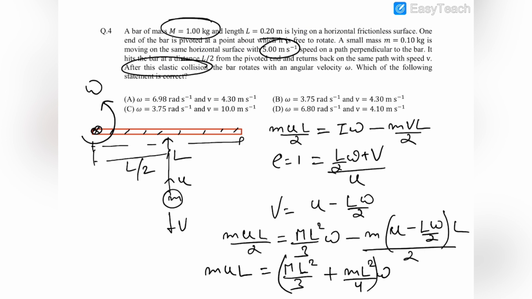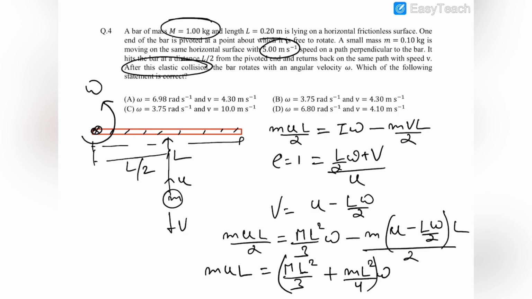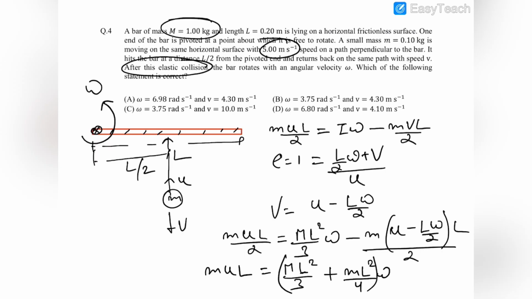So the value of omega would be m u L divided by M L square by 3 plus m L square by 4. This is the value of omega.